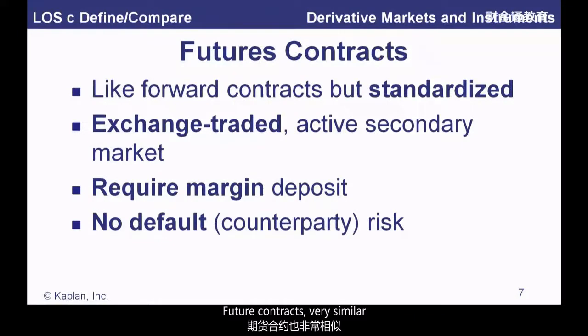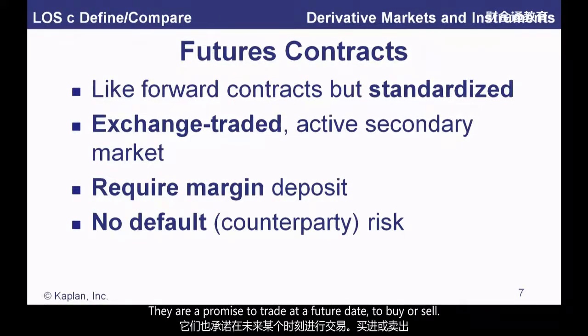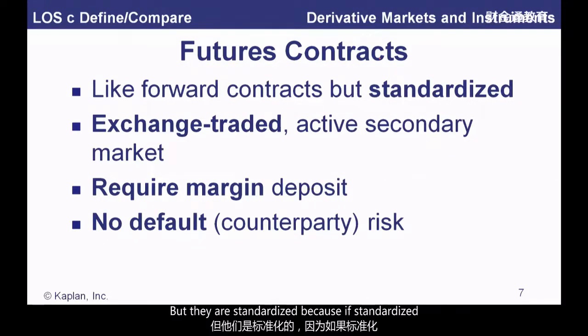Now, futures contracts, very similar. They are a promise to trade at a future date, to buy or sell, but they're standardized. And because they're standardized, they can be exchange traded. They're all uniform contracts, same date, same quantities, everything like this. And so that's an active secondary market.